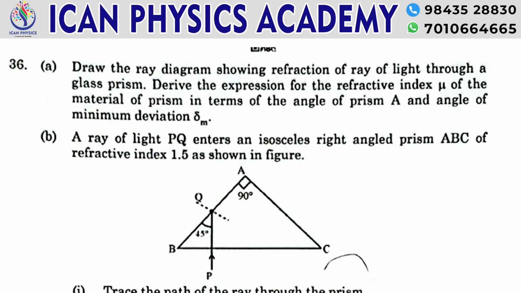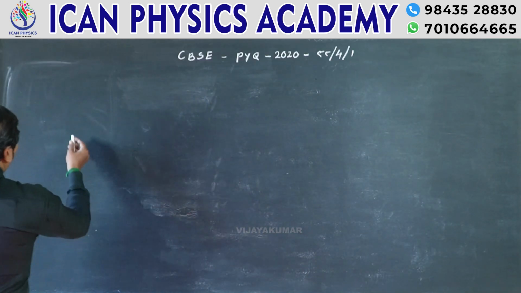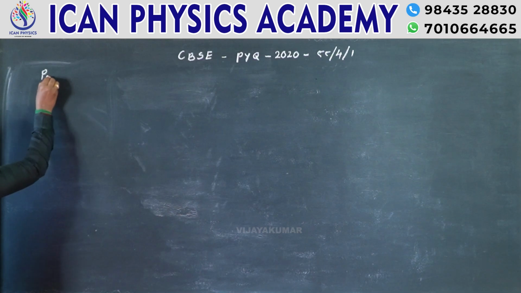Draw the ray diagram showing refraction of a ray of light through a glass prism. Derive the expression for the refractive index mu of the material of the prism in terms of the angle of the prism A and the angle of minimum deviation delta m. Okay, today we are going to see the prism.